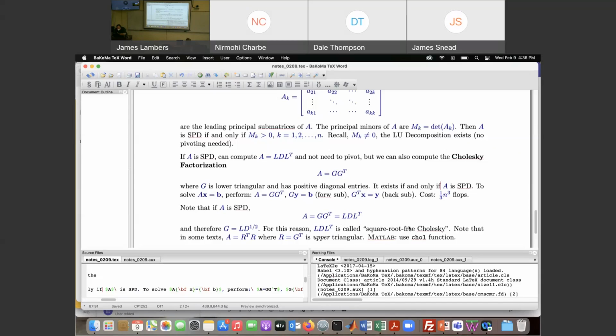I should also mention that some books express the Cholesky factorization differently. So instead of writing it as G G transpose, where G is lower triangular, it's R transpose R, where R is upper triangular. But R is just G transpose. So it really is the same factorization, it's just written differently. There is a function in MATLAB that computes Cholesky for you. It's chol. And chol actually uses this form. So it actually returns the upper triangular factor, a transpose of this factor G.